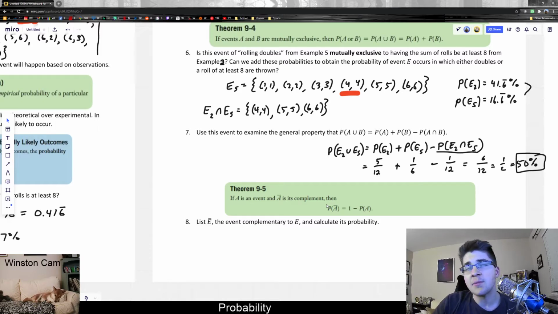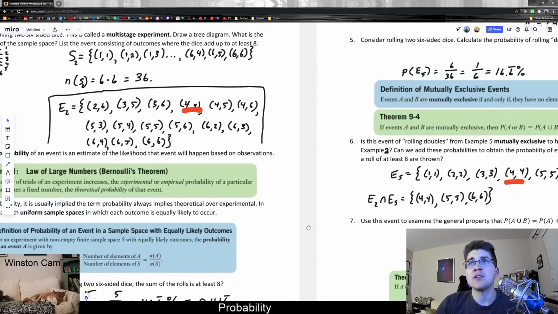So let's look at the example. It says list E bar, the event complementary to E, and calculate its probability. In the previous problem 6, we defined E to be the union of E2 and E5. And actually, we didn't list that fully, so let's go ahead and do that. Basically, E was the set of all events containing either doubles or rolls that added up to 8 or higher.